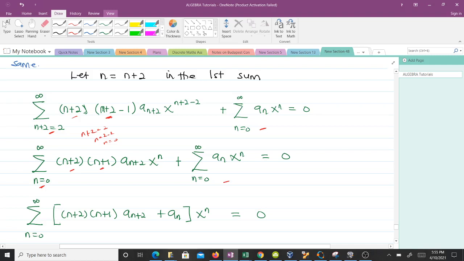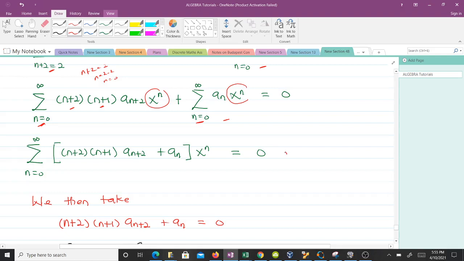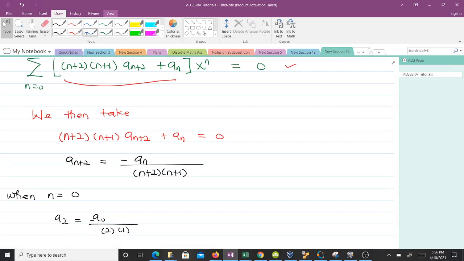Then we maintain this. So now can you see that this is the same as this, and the exponent here, right, is also the same thing. So that means now we can add these two sums. Okay, so when we add them, we are going to get this here. I hope you understand. Okay, so when we get this, then what we do is that we take whatever is here and we set it to 0. So this is what you can see here. And after that, we make this the subject. Okay, so a subscript n plus 2 the subject. So making that the subject will give us this.